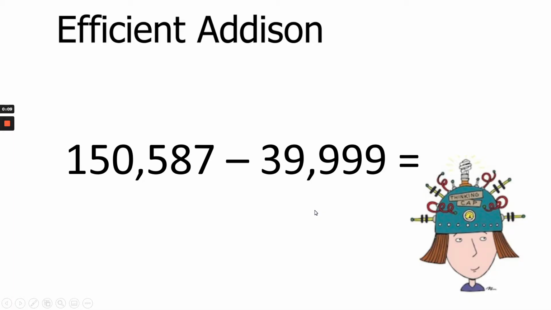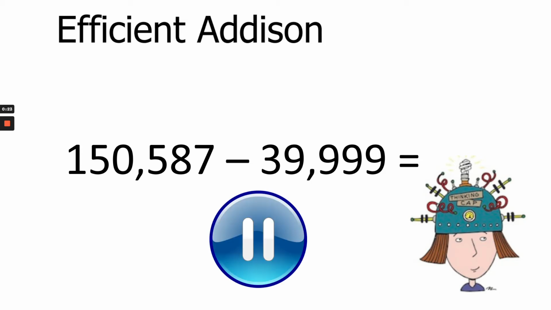Let's get started with efficient subtraction. We're going to calculate 150,587 subtract 39,999 using the most efficient method. So pause your video and have a go.